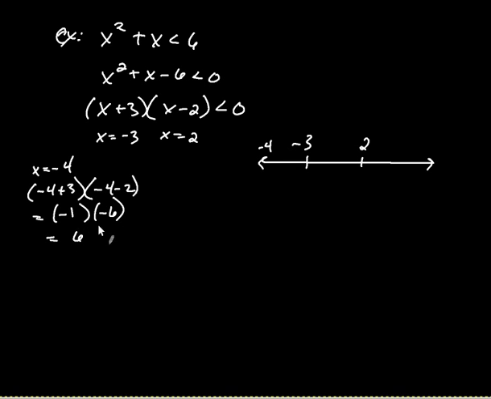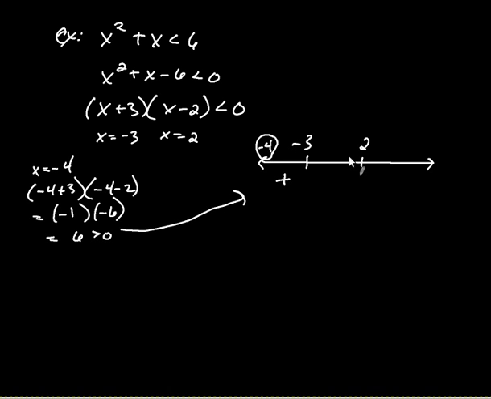Okay, so a negative times a negative is a positive, and 6 is greater than 0. Now, for that reason, because I got a positive when I plugged in negative 4, what I'm going to do is go to this interval over here and put a little positive sign. So you put a little positive sign when you plug in your little test point and you get a positive. Okay, let's try another one over here.